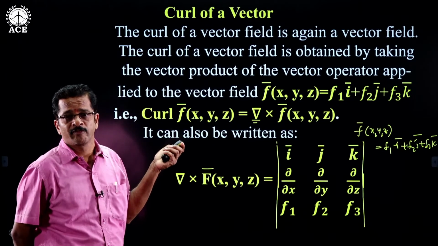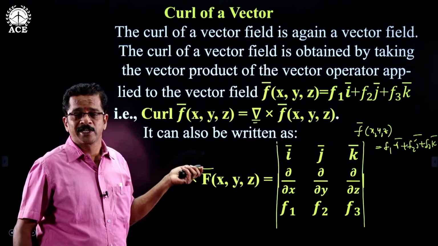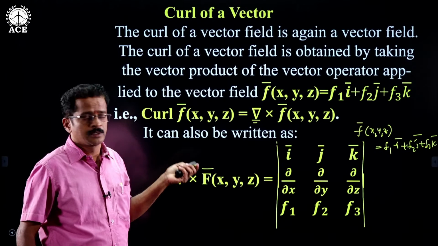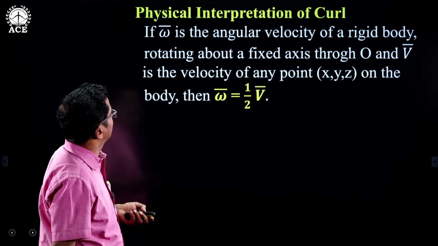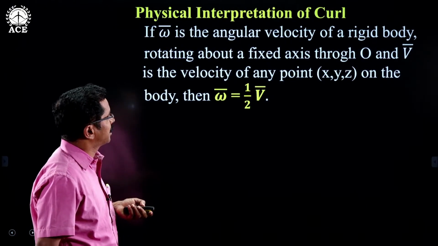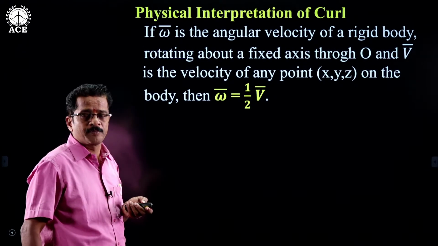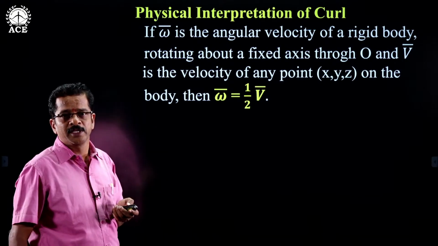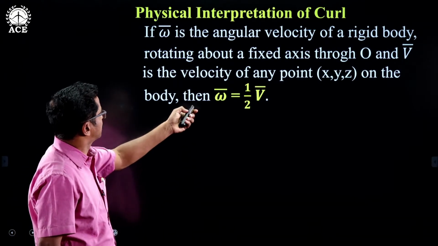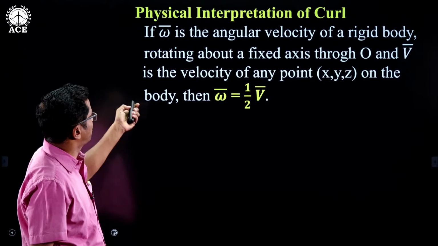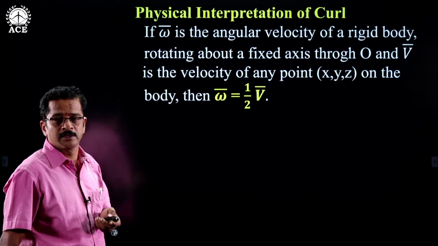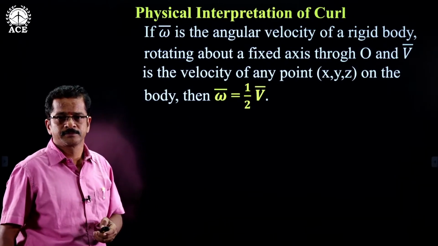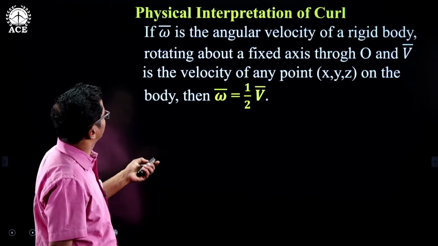Even the definition of the curl of a vector is definitely asked in short answer type questions. Now the physical interpretation of curl: omega bar is the angular velocity of a rigid body, which is half of the curl of the velocity vector, where v bar is the velocity of a point. Angular velocity is equal to half of the curl of the velocity vector. So this is the physical interpretation of curl.